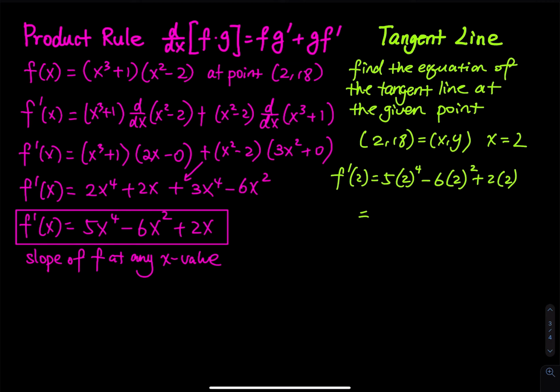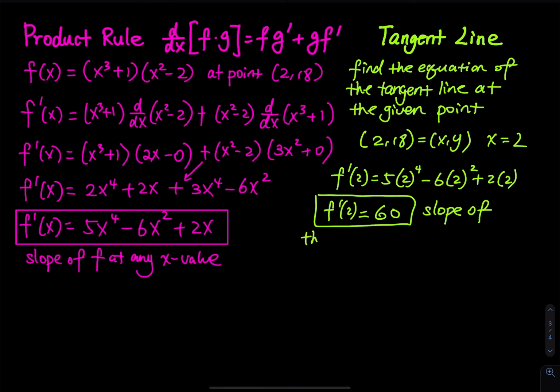Let me calculate what that equals. We have 5 times 2 to the fourth, which is 16, so 80. And then minus 6 times 4, which is 24. And then plus 4. So that equals 60. What is 60? I know this is a slope. This is the slope of the tangent line to the function at a specific point. That specific point is 2, 18.